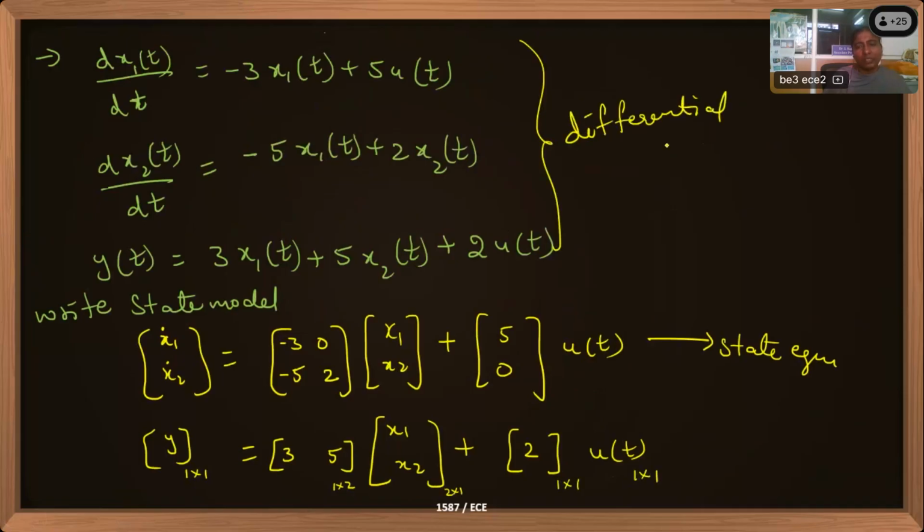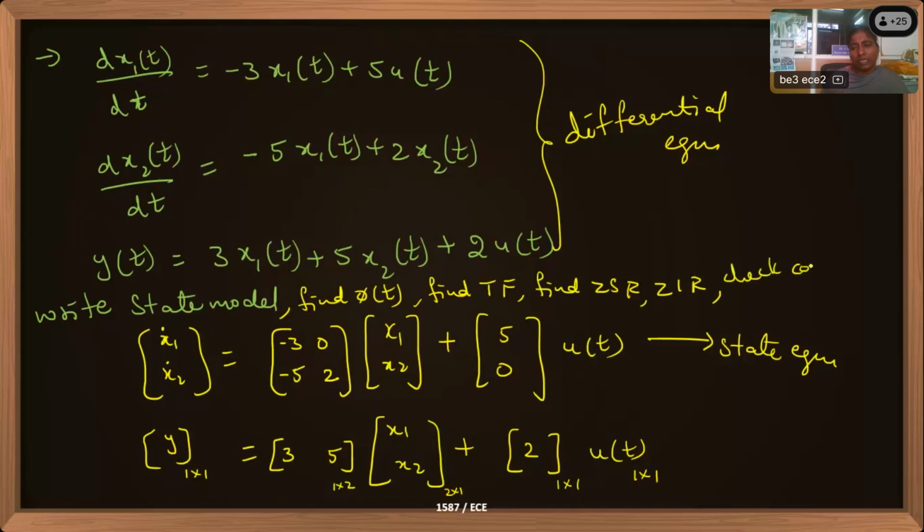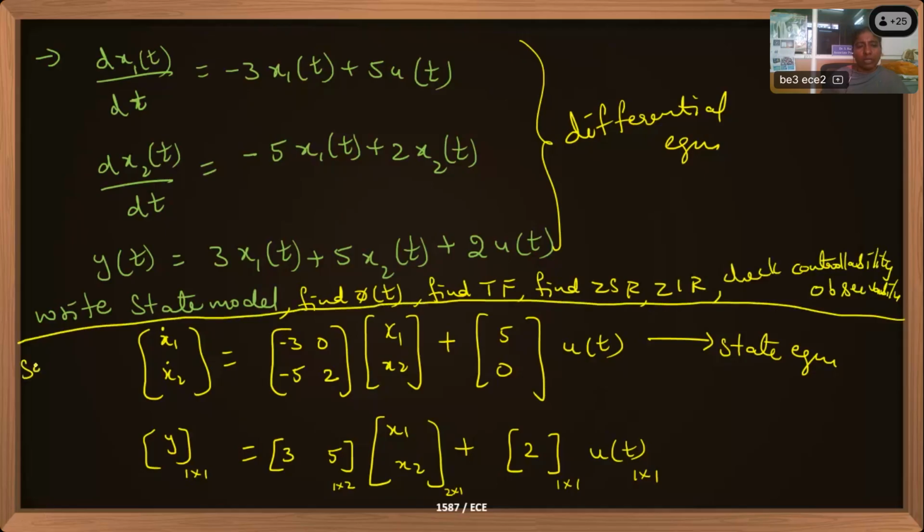And similarly, now write the state model. Find phi of t, which means you have to take the A matrix alone. Find the transfer function. Then find the zero state response. Find the zero input response. Check controllability and observability, everything you can do. This is our question for the given differential equation in state model. Above the yellow color line is the question.